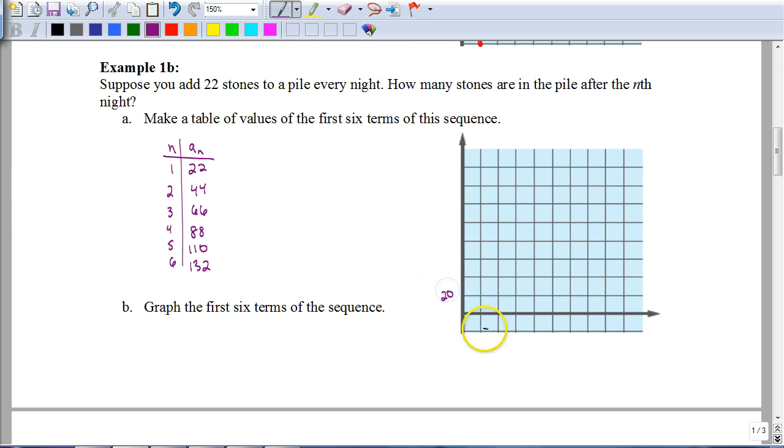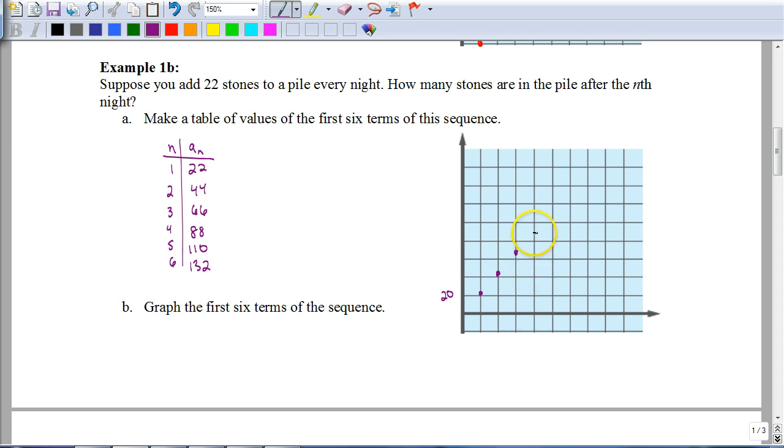So we'll put 20 here. On the x-axis, we'll count by 1. So the point (1, 22), a little bit above 20 there. (2, 44), so 20, 40. 40 would be right here. And then 66. 66 would be right about there. So we're getting higher and higher above the line each time.